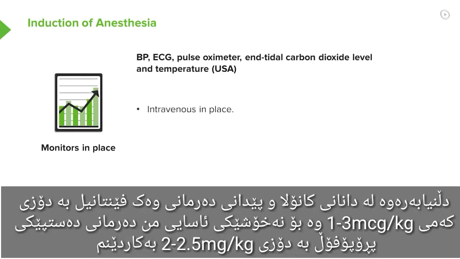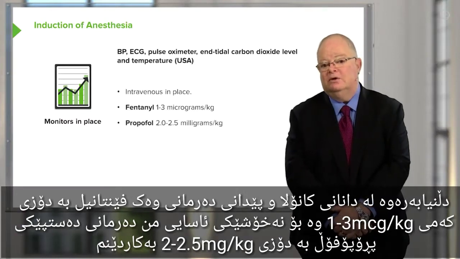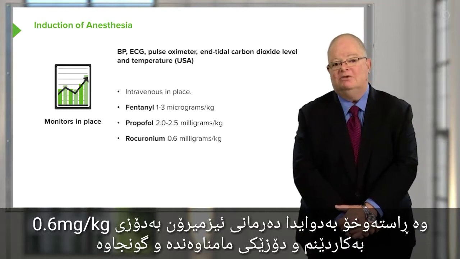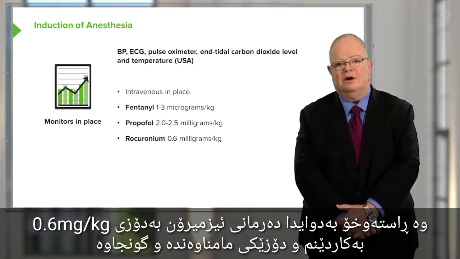Give a small dose of a drug such as fentanyl, 1 to 3 micrograms per kilogram is what I normally use. The induction drug in a healthy individual who's hemodynamically stable, my preferred drug is propofol. I use 2 to 2.5 milligrams per kilo, and I follow this immediately with rocuronium, 0.6 milligrams per kilo, which is a moderate but not large dose of rocuronium.